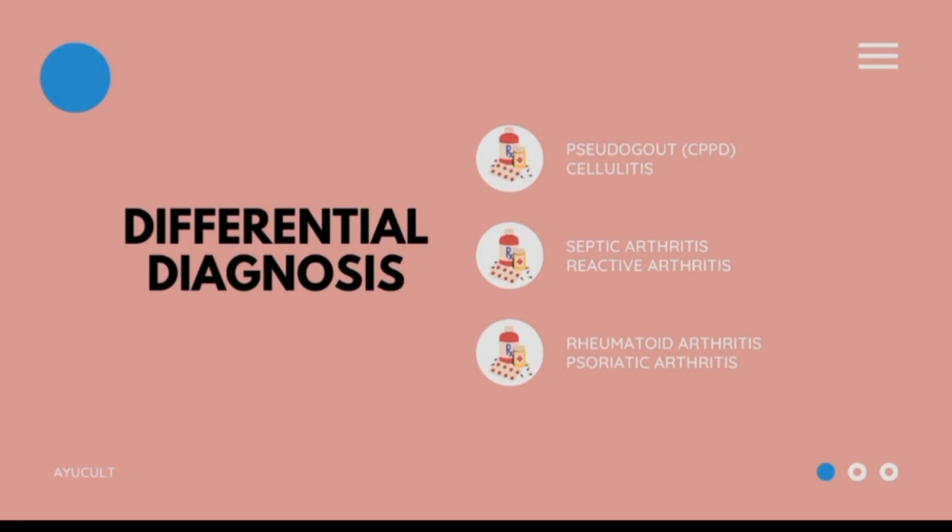Second DD of acute gout is cellulitis, then septic arthritis, reactive arthritis, rheumatoid arthritis, and psoriatic arthritis. In gout, the nodules are white, whereas in rheumatoid arthritis, they are reddish. And of course, anti-CCP antibodies will be positive in RA.